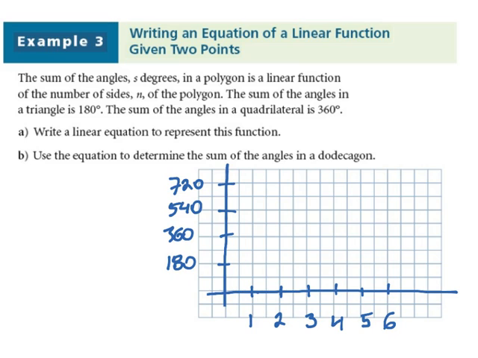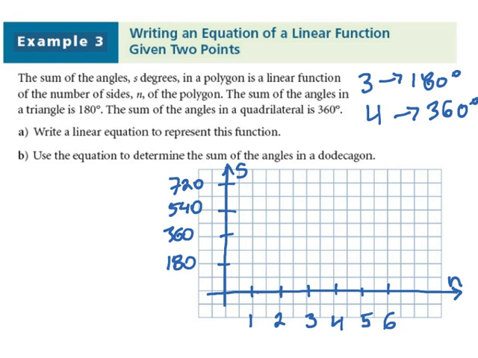Now let's take a look at an example where we have a little bit of an application. The sum of the angles, s degrees, in a polygon is a linear function of the number of sides n of the polygon. The sum of the angles in a triangle is 180. So we know that when we have 3 sides, we have 180 degrees. The sum of the angles in a quadrilateral or 4-sided figure is 360 degrees. What is the linear equation to represent this function?